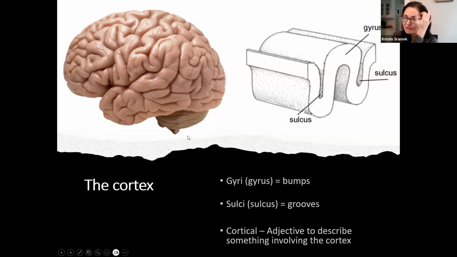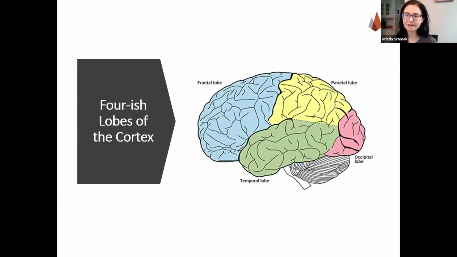And then remember, cortical is what we call the cortex in an adjective form. So if I'm saying subcortical regions, we're talking about below the cortex. All right, so in terms of the actual cortex itself, we do have, I say, four-ish lobes. The reason why it's four-ish is because two of them have the same name because they're on different sides of your head. So there's the right and left temporal lobes. But beyond that, we only have three more. So we have the frontal lobe, which is quite large, and then the occipital lobe way in the back. And between the occipital and the frontal, we have the parietal lobe.